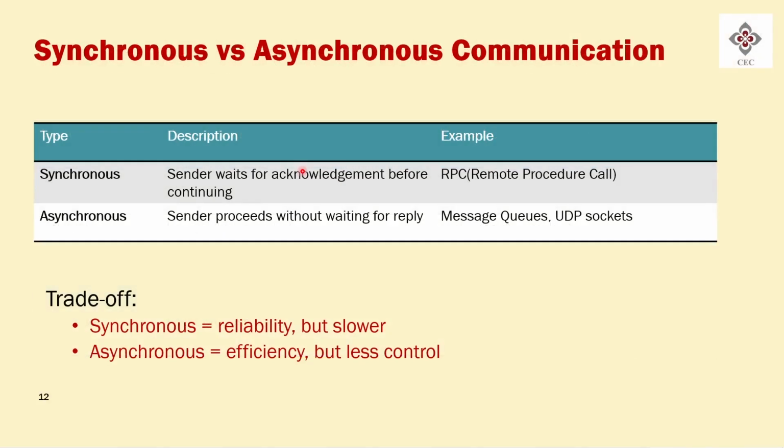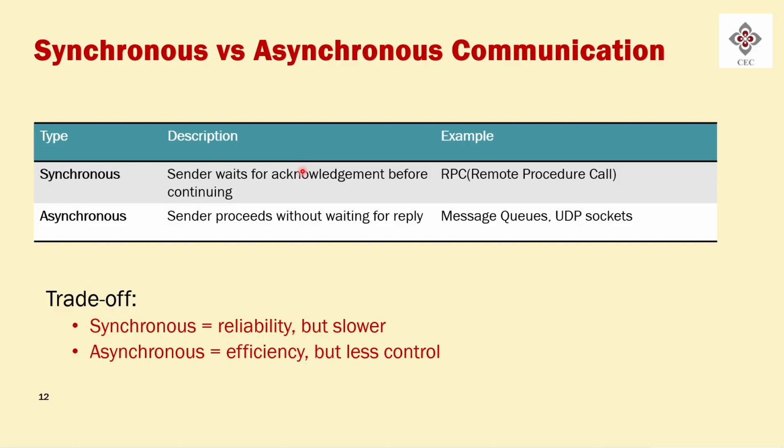And the second category is synchronous versus asynchronous communication. In synchronous, the sender waits for the acknowledgement before continuing its transmission. Example is remote procedure call, we will discuss that shortly. And asynchronous is where the sender proceeds without waiting for the reply. So, the sender keeps on sending the data without bothering about whether the receiver is receiving or not. Examples are message queues, which generally keep on sending data, and UDP sockets.